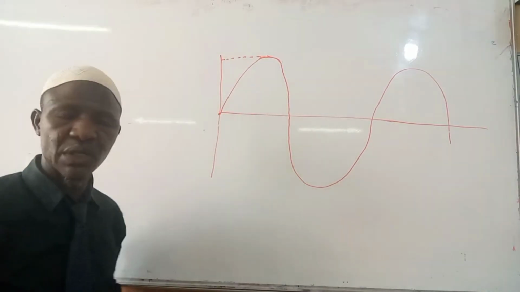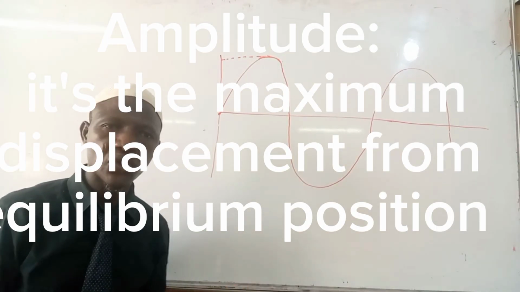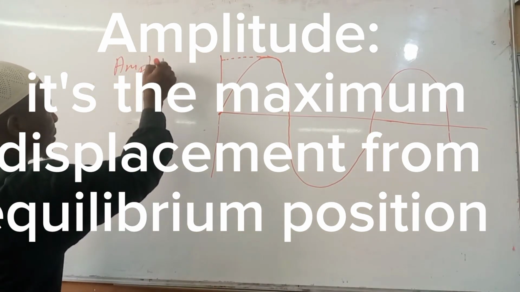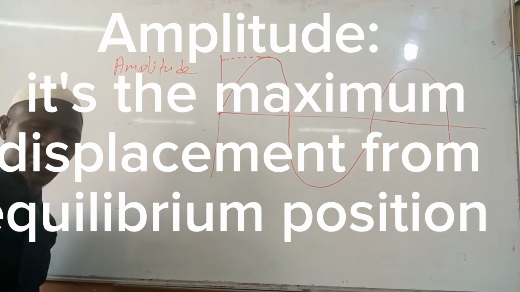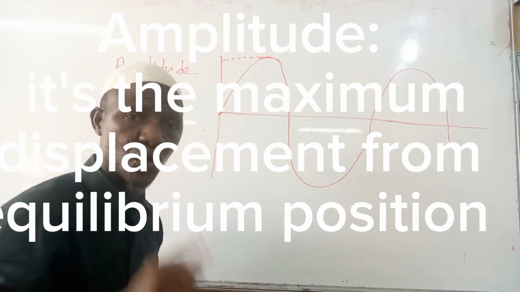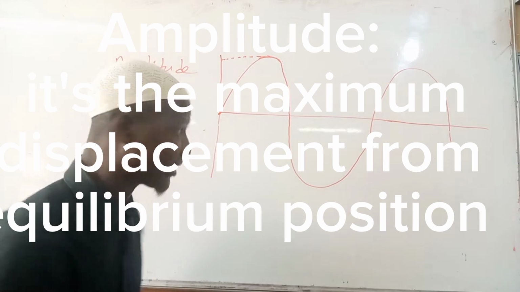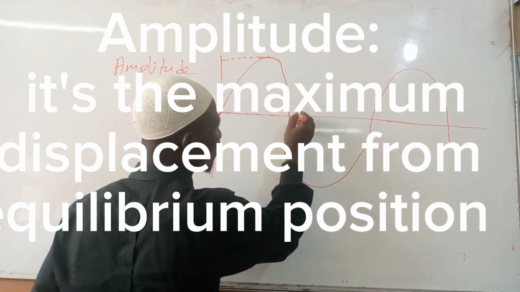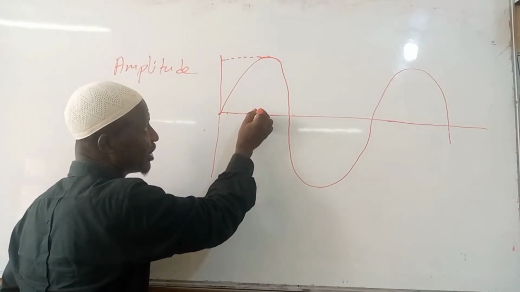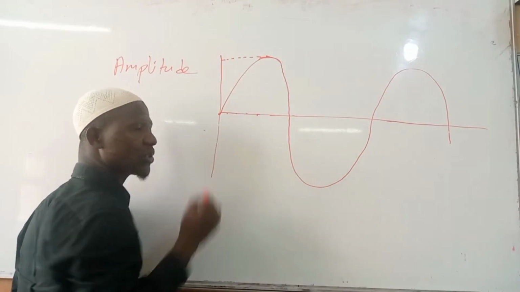The first thing is amplitude. The maximum displacement of a wave is called amplitude. Amplitude can be defined as the maximum displacement of a wave from the equilibrium point or point of rest. This point is called the equilibrium position or point of rest. From this place to the point of crest is called amplitude.